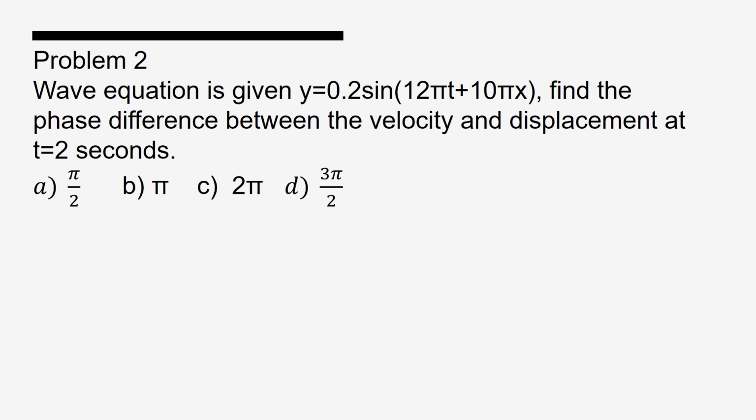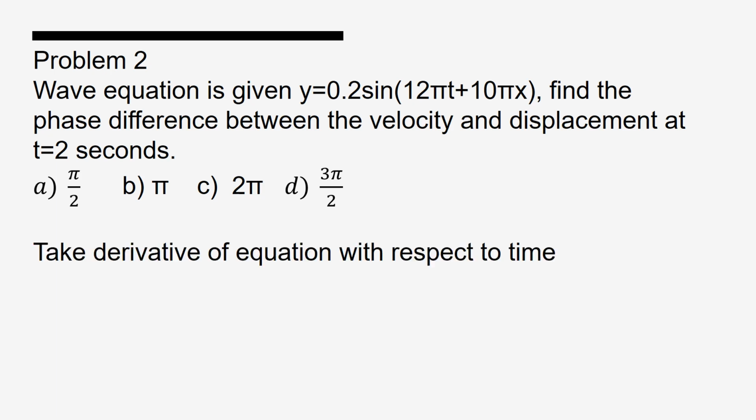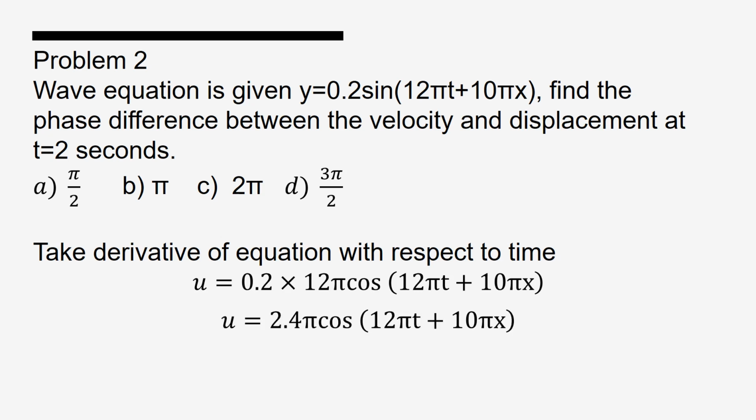Problem 2. Wave equation is y = 0.2 sin(12πt + 10πx). Take the derivative of the given wave equation with respect to time t to find the velocity of the particle. We get u = 0.2 × 12π cos(12πt + 10πx). On simplification, we get u = 2.4π cos(12πt + 10πx).